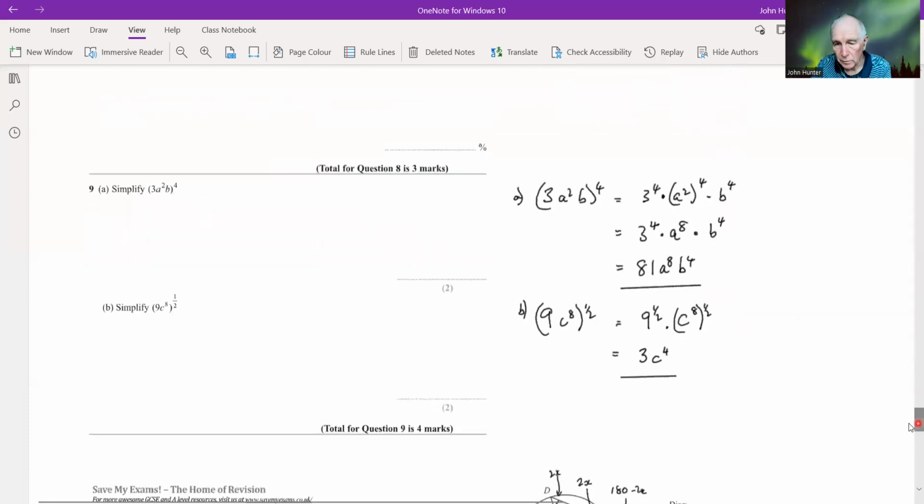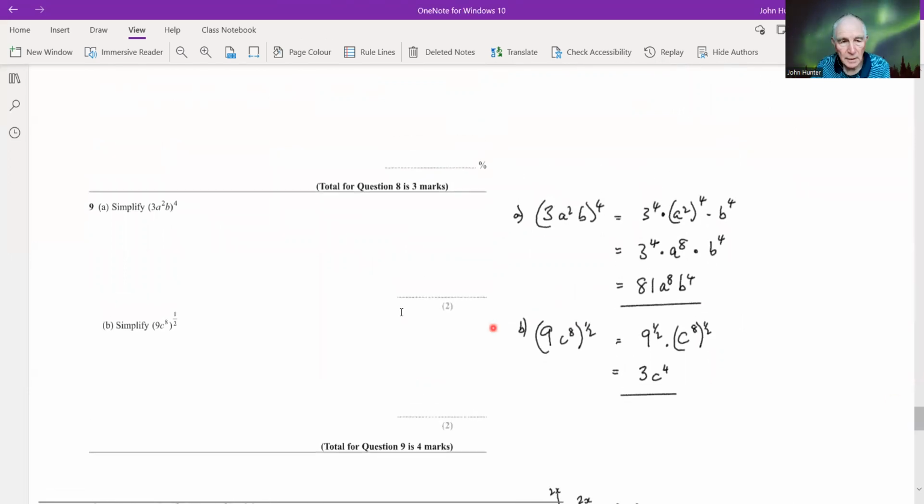Okay, so I hope that's clear. I've got another one with indices here. Simplify (3a squared b) all to the power of 4. Well, as before, we've got to notice that this 4 here applies to each of the factors inside the bracket. So it actually gives us 3 to the power of 4 times a squared to the power of 4 times b to the power of 4. A squared to the power of 4, this is a times a, isn't it? And then we're doing that 4 times over. So it'll be a times a times a times a times a times a times a times a.